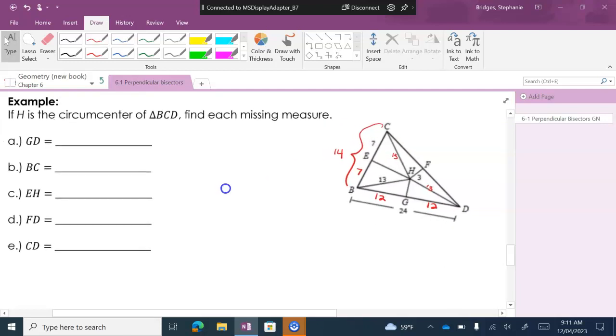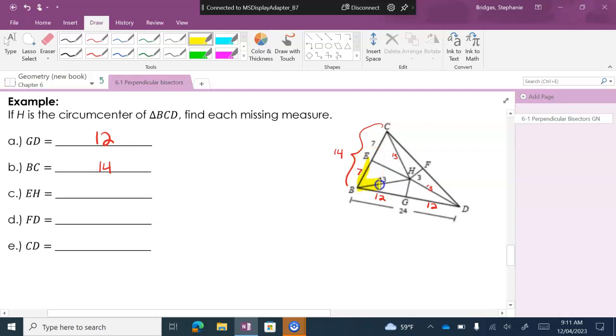Let's see what questions we need. First of all, A says, what is GD? What did you label GD as? 12. Okay. BC we labeled as 14. What about EH? Do we know EH? No. All right, so again, I'm going to focus.